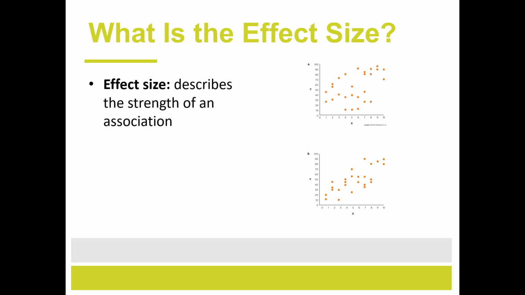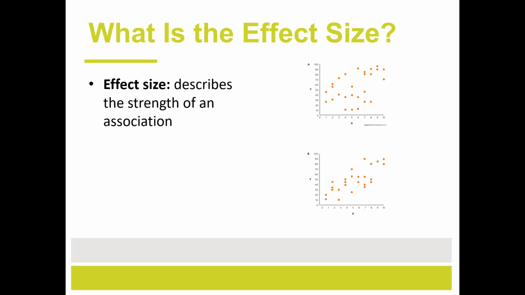Some associations are stronger than others, and the effect size describes the strength of the association. In the two graphs on the right, both associations are positive, but in graph B, there is a stronger association, or R is closer to 1, than in graph A. Therefore, B depicts a stronger effect size.